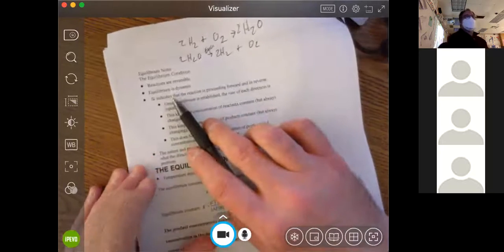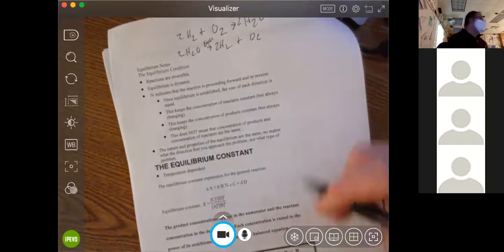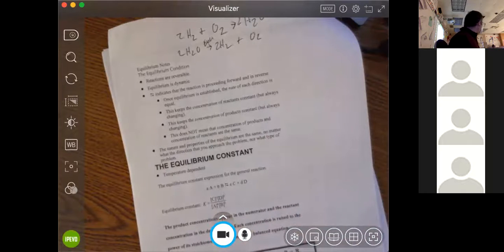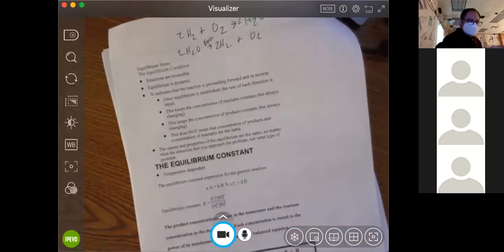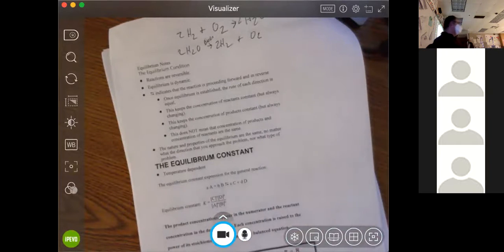Equilibrium is basically the point at which the rate of the forward reaction is equal to the rate of the reverse reaction. There's still changes going on, but the system is at equilibrium. Now, the thing about equilibrium is you've got it everywhere.